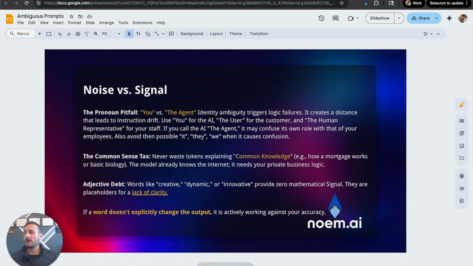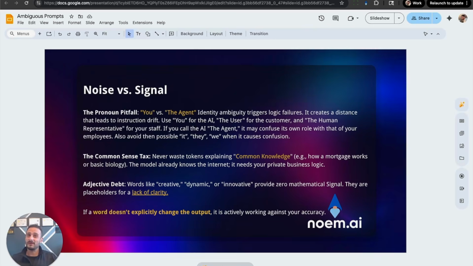Also, don't waste your context window, which is the amount of memory the LLM can hold in its mind at any given time. I'm using an analogy here. Don't waste it with common sense. Like if you're Zillow, you don't need to define what a mortgage is. The LLM knows what a mortgage is, so don't waste context window explaining what common knowledge is.